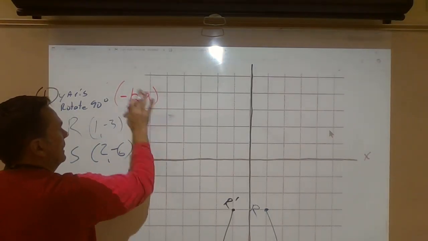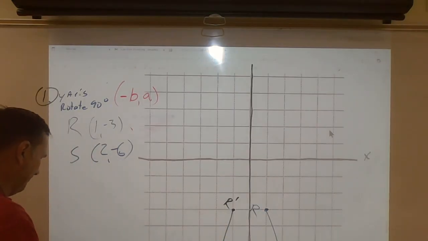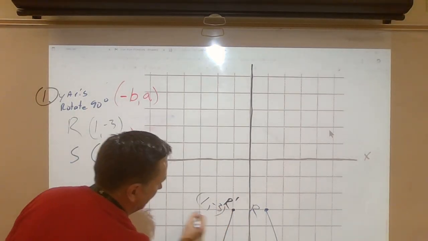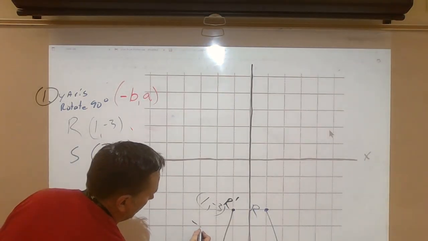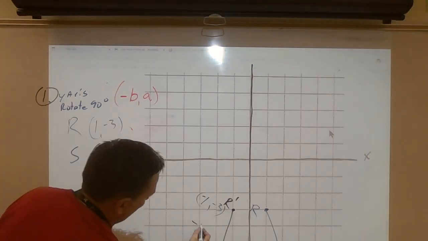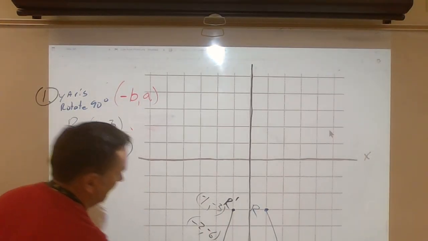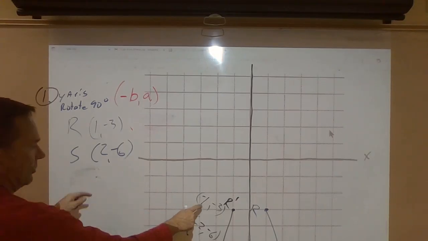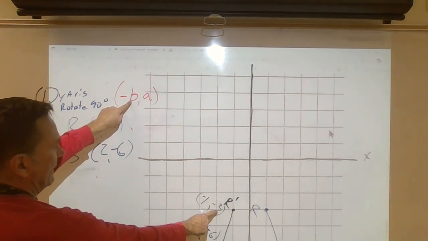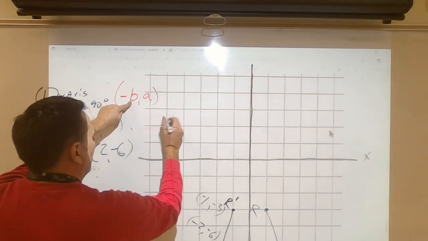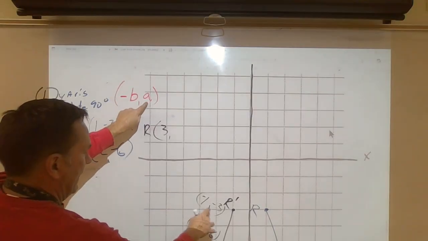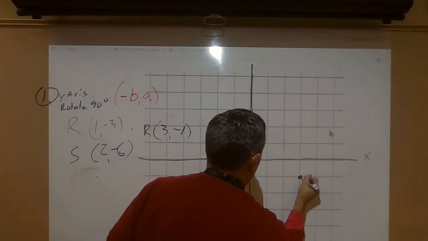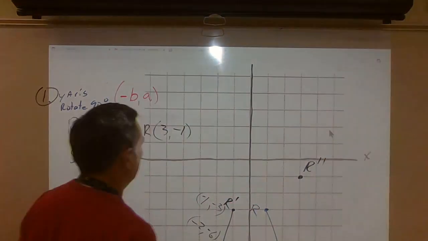Whoops. Looking at the wrong one. I want to look at these points here. Sorry, I'm making a very easy mistake. Our new point here is 1, negative 3. Our new point here was negative 2, negative 6. So I need to change these numbers. So if we're looking at R, the opposite of negative 3 is positive 3. And the A value would be negative 1. So I go 1, 2, 3, and down 1. This would be R double prime.